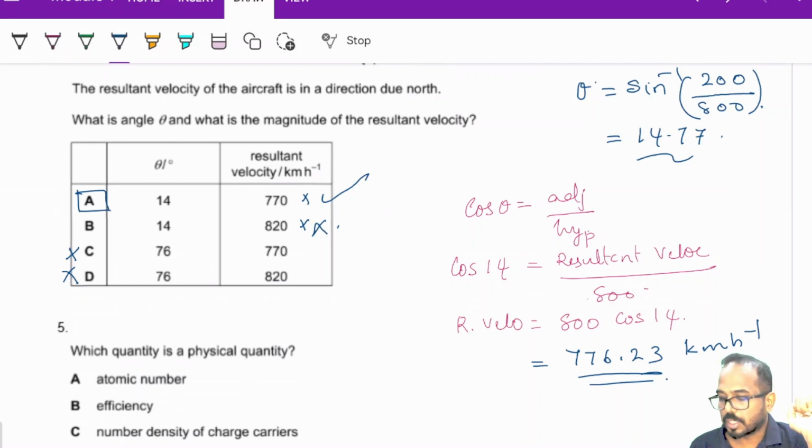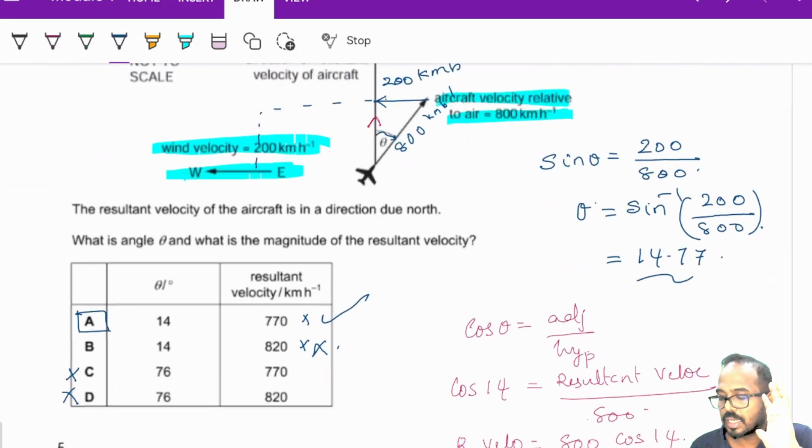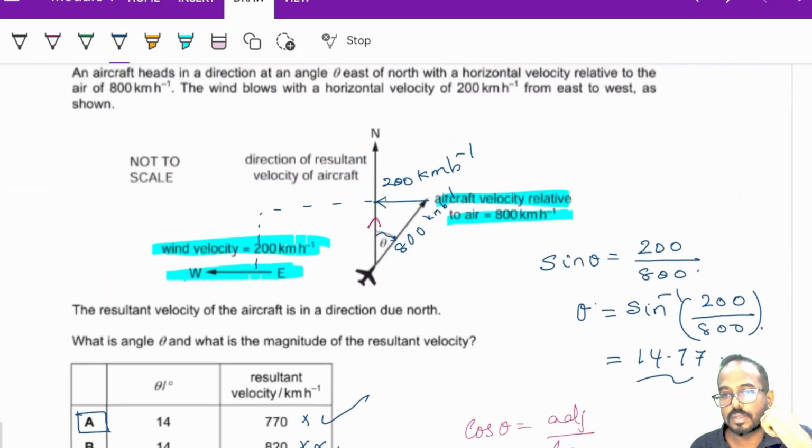Understood? I am explaining every step because some students don't know how to calculate the angle and the sides from this triangle. So for them, I am explaining it. This is the way to calculate it. When they give the note "not to scale", it means you cannot do it graphically by drawing it. So here, what principle have we applied? We have applied the parallel shifting of vector.